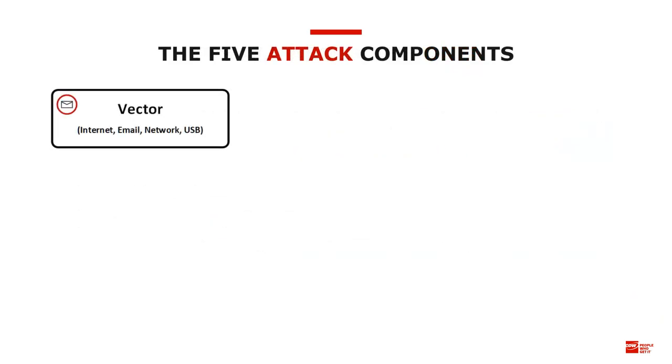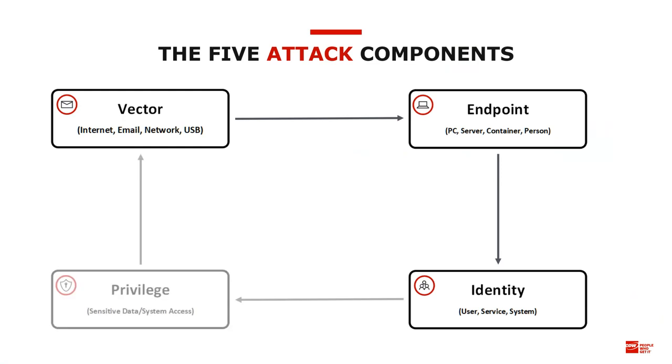So to simplify the way we investigate attacks, I like to refer to the five attack components. And again, there are much more complicated ways of looking at an attack. The Lockheed Martin attack kill chain is a really good example of that, but we're simplifying here just to make the conversation a little bit easier. So there's really five components of the attack.